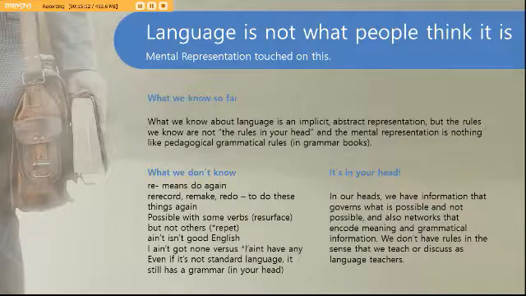It's in your head. So what's in our heads is we have the information that governs what is possible and what is not possible, and also the networks that encode meaning and grammatical information. We don't have the rules in the sense that we teach or discuss as language teachers. Imagine trying to learn to swim by reading a book about swimming. You wouldn't be able to do it. And this is a similar theory, that in order to speak a language, you don't need to learn about it, you need to use it, you need to be a language user. And that's what task-based learning has at its heart.